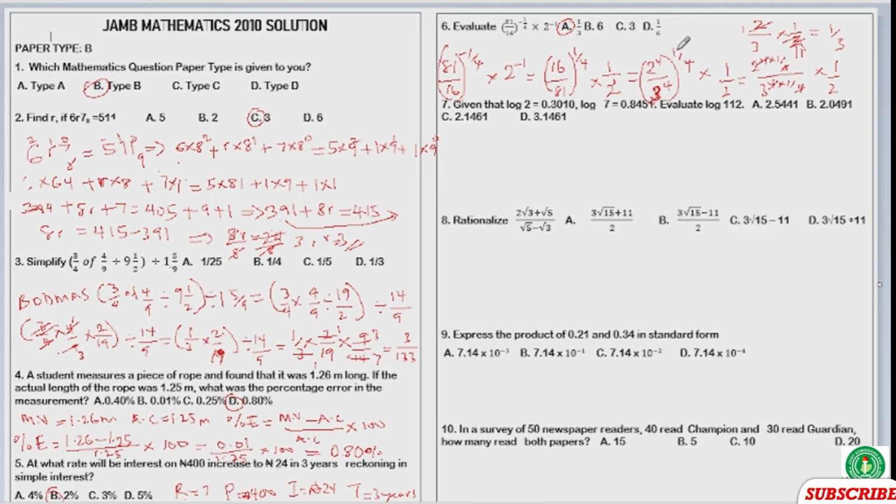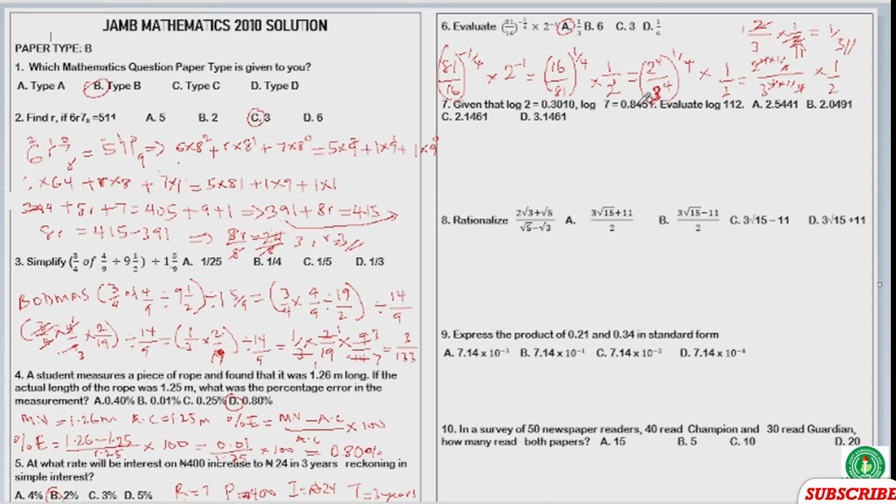So by opening up with 1 over 4, we get 2 over 3. This is here 2 over 3 multiplied by 1 over 2. We arrive at 1 over 3, which is the final answer. So option A.